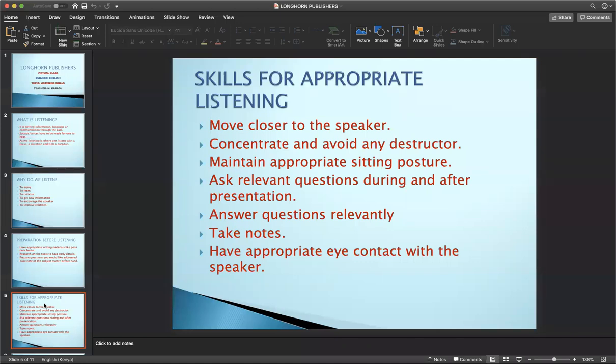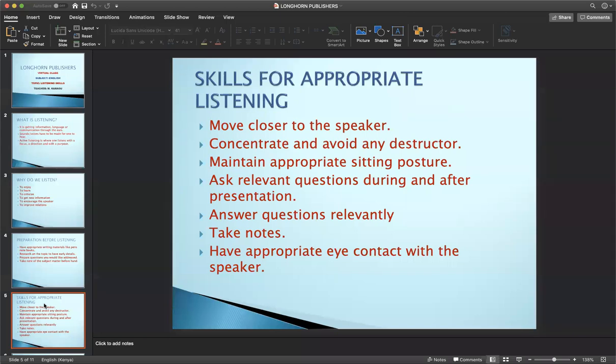Maintain appropriate sitting posture. Upright posture is the most recommended posture of sitting while you're listening. So sit upright, maintain that appropriate sitting posture, and then you can always ask relevant questions during and after the presentation.